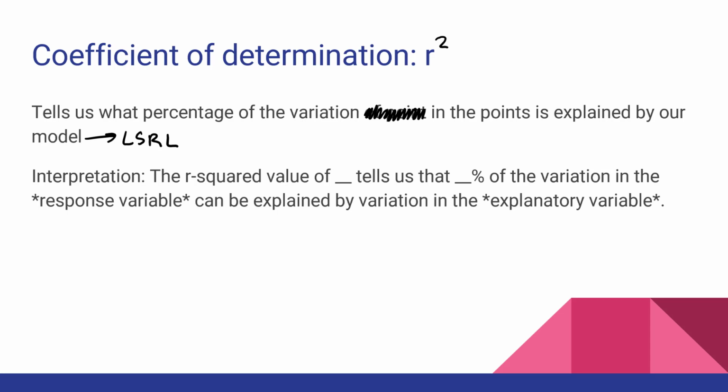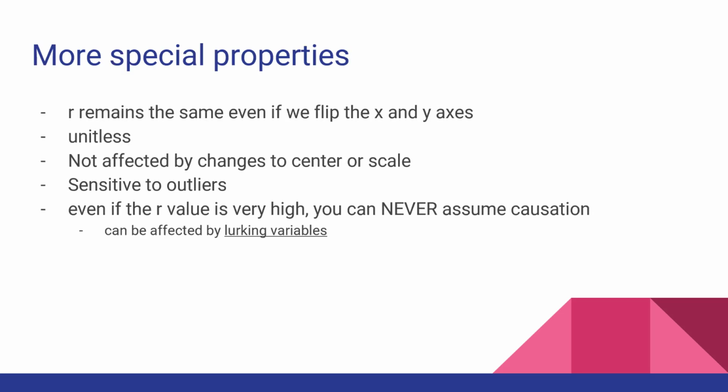And when asked to interpret the coefficient of determination, you would say something along the lines of the R-squared value of, let's say, 0.81 tells us that 81% of the variation in, let's say, memory can be explained by variation in age. So there's more special properties of scatterplots. One special property you need to remember is that the R will not change if you flip the X and the Y axis.